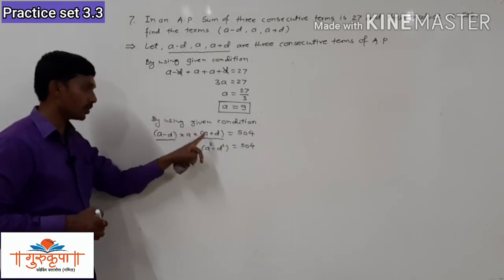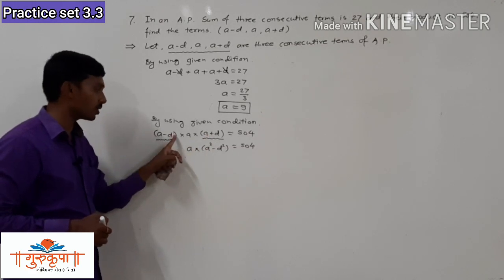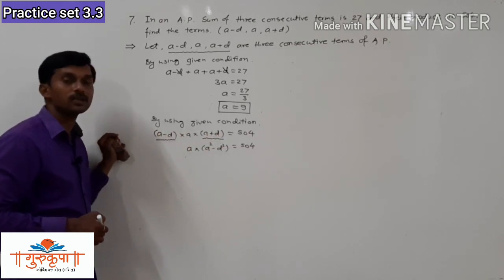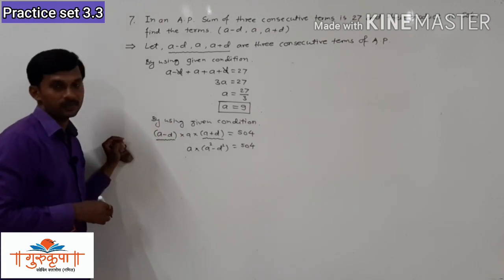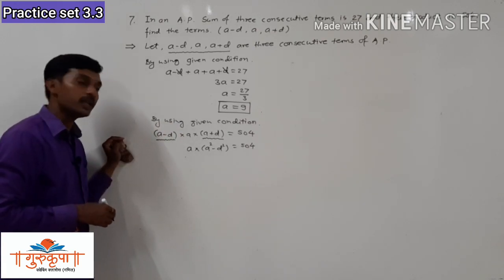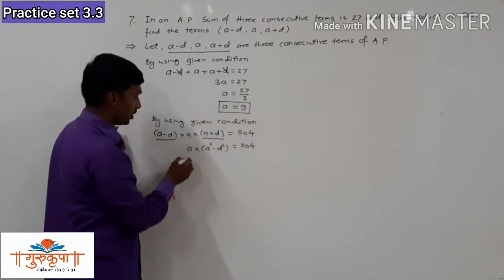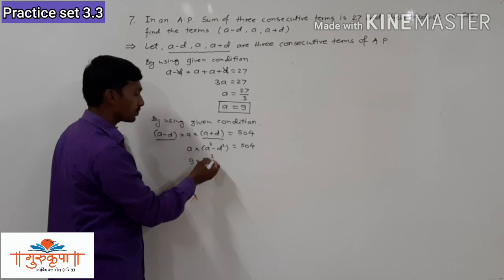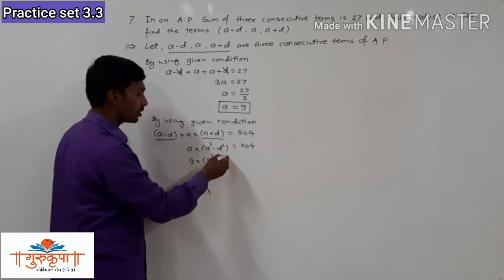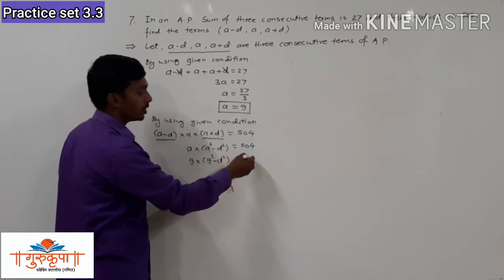So square of the first term, that is a, minus square of the second term, that is d square. Now we can put the value of a. Now value of a is 9. So here you can put 9 into the bracket, 9 square minus d square, it is equal to 504.